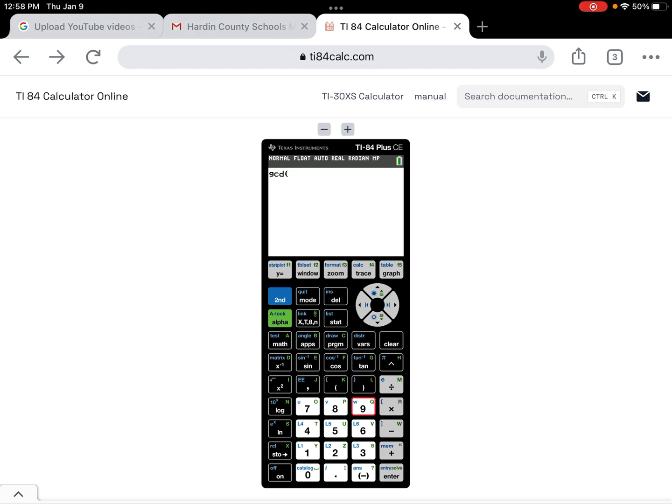So we said it was a 2 and a 6. So to see what the greatest common factors are there, you put them in there, 2, 6, no negatives, because it will not process negative numbers. You'll get an error if you do that. Hit enter, and it tells you 2 is the greatest common factor.